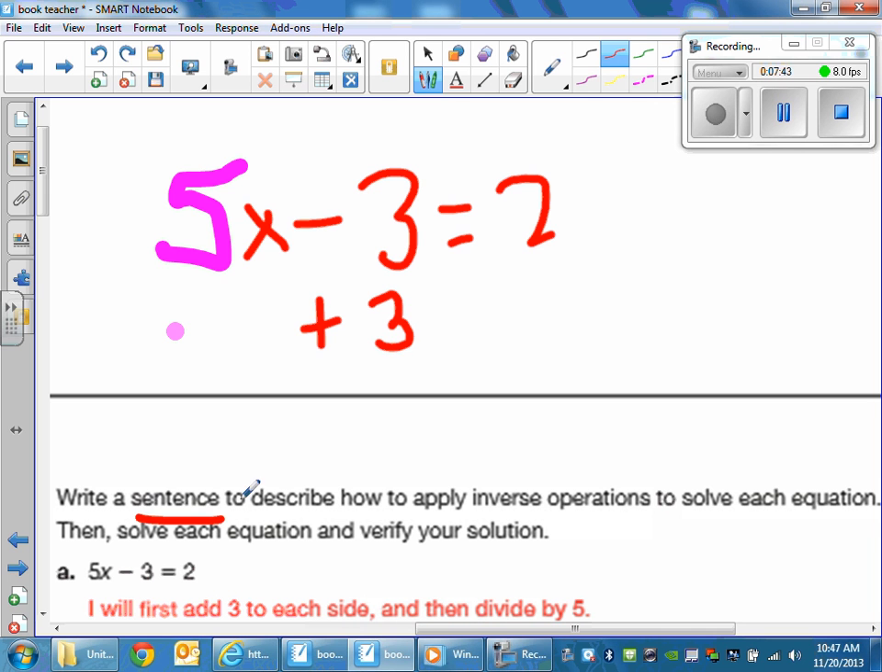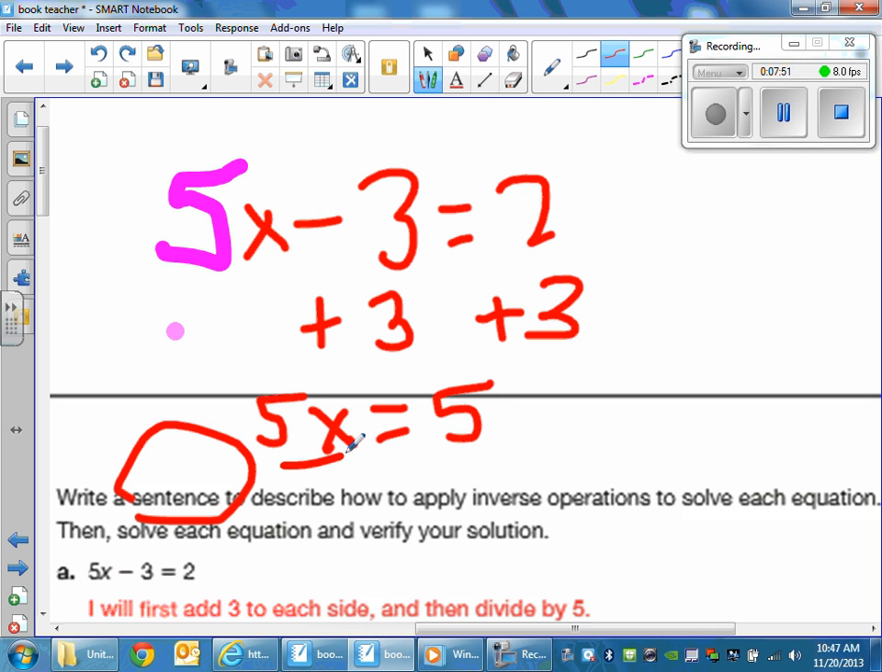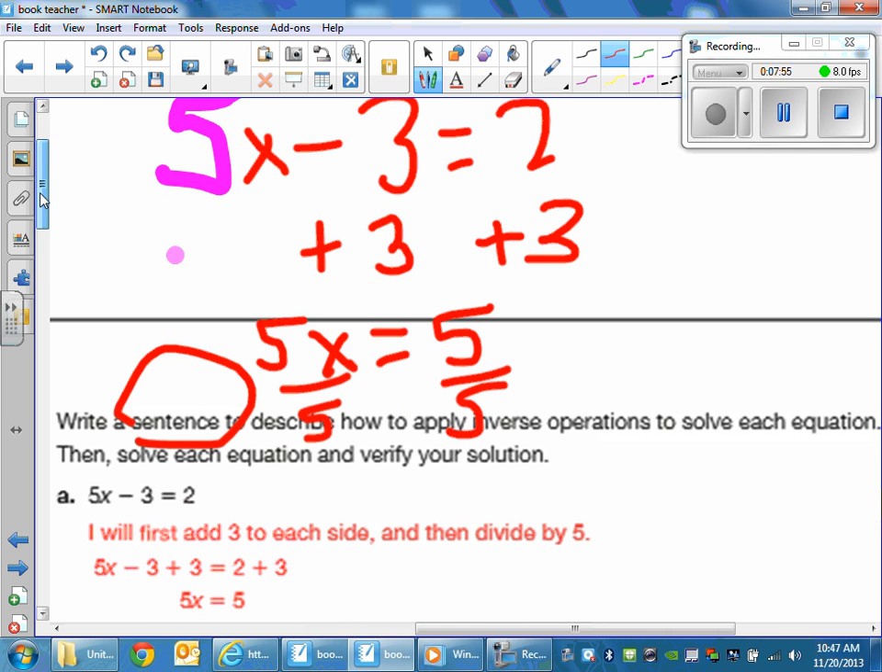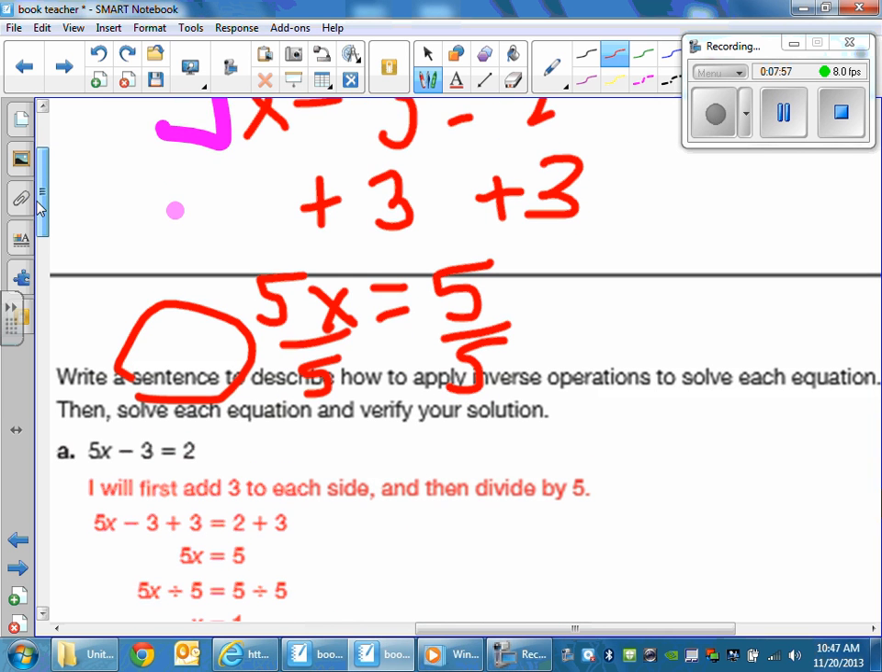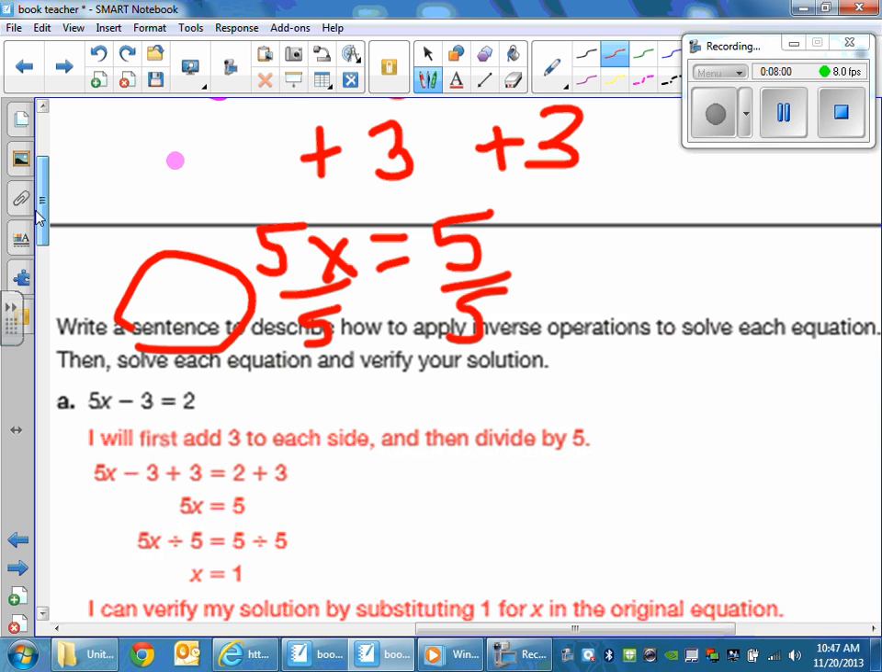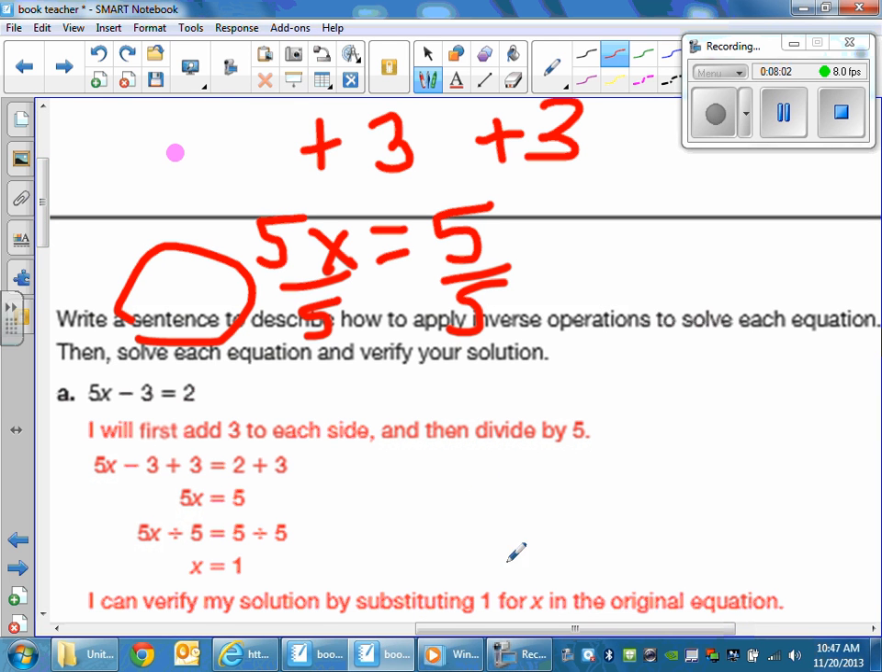So you have to write a sentence for these ones. So you would say, I will add 3 to each side first, and that would give you 5x equals 5. Then I would divide by 5. And then go ahead and solve and verify. So A would be 5x minus 3 plus 3 equals 2 plus 3. x equals 1. I can verify my solution by plugging in 1. So then you would show your work.